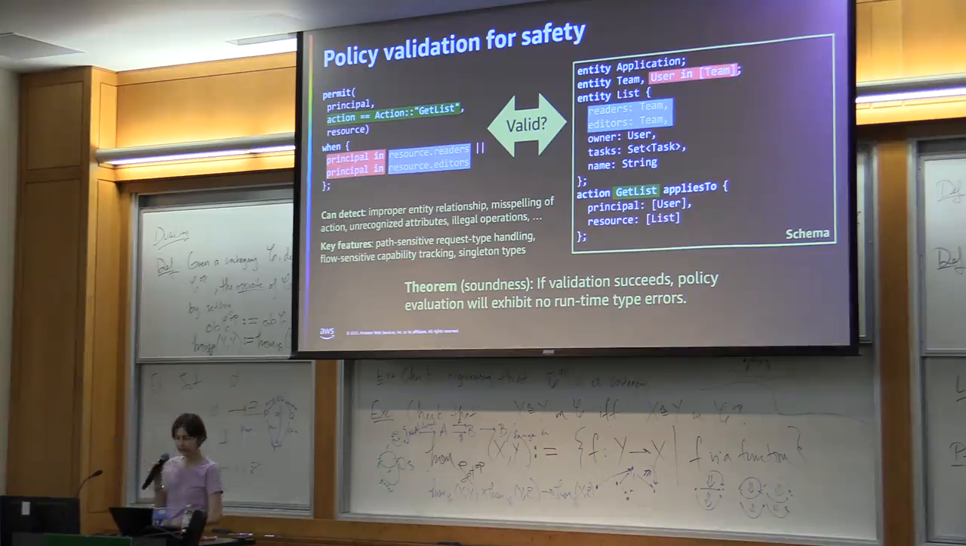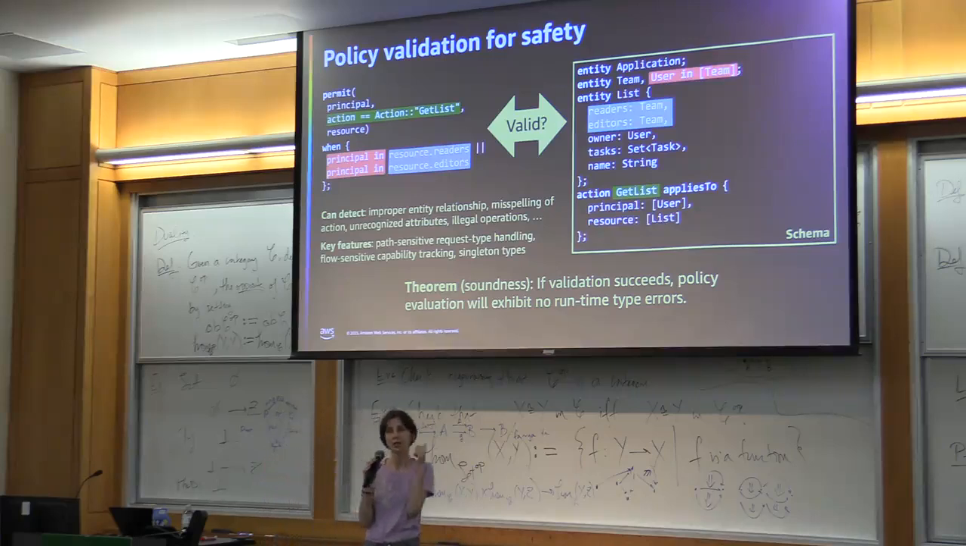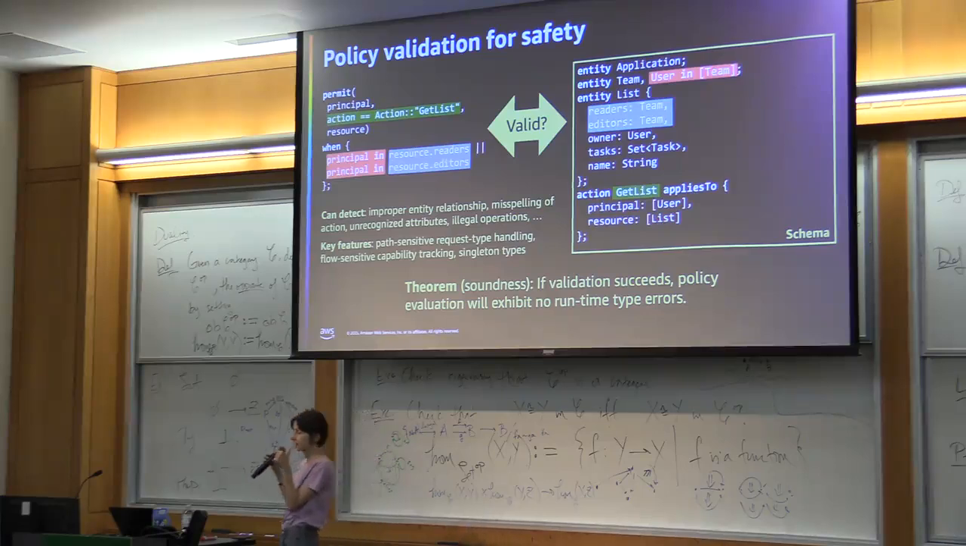We proved this in Lean, so the type checker is modeled in Lean, and it's executable. The code that you might have downloaded, you can actually run the validator right now, and you're going to be running our Lean code. So we have proved that this type checker is sound in the sense that policy evaluation will not exhibit any runtime type errors, or actually a bunch of other errors that we guard against, if it satisfies the schema.